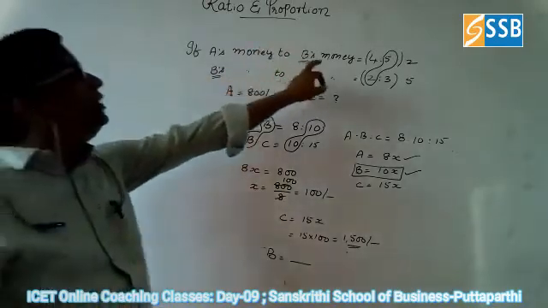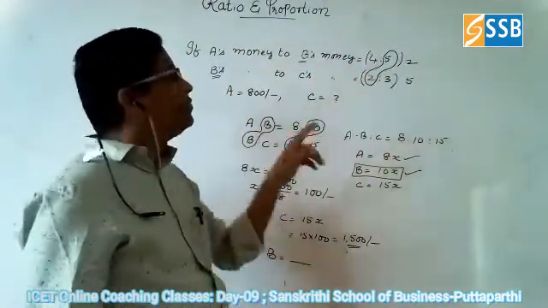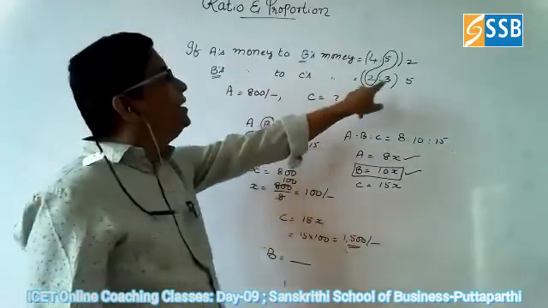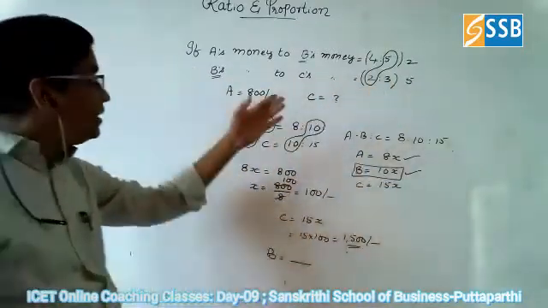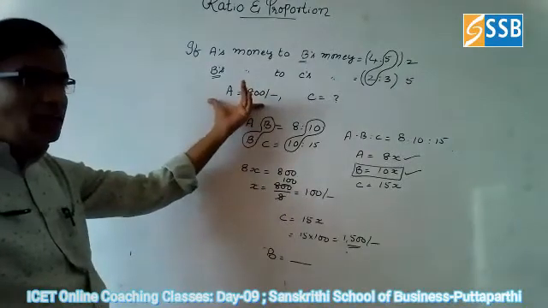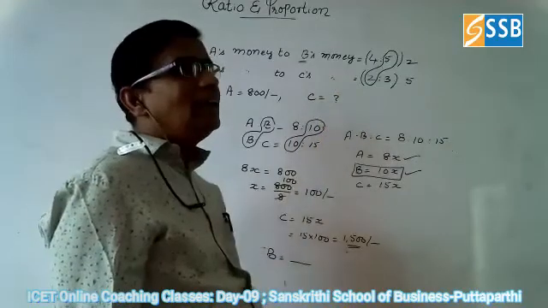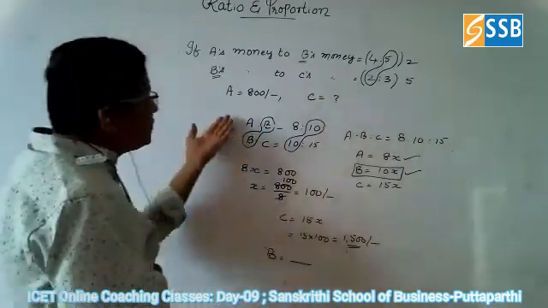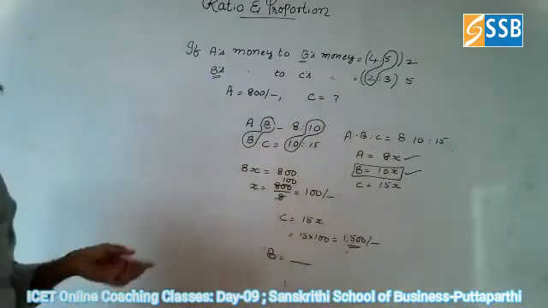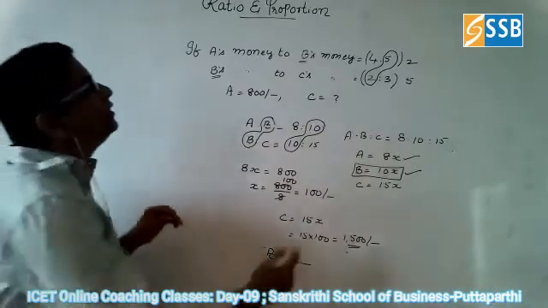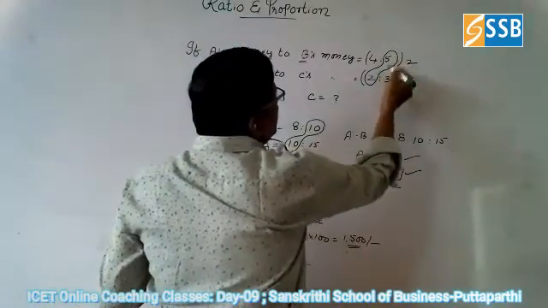A's money to B's money ratio is 4:5. B's money to C's money is 2:3. And it is also given that A's part is 800 rupees. A has 800 rupees with him, so what does C contain? First of all, both the ratios are not equal. To make both the ratios equal, make the two B's equal.